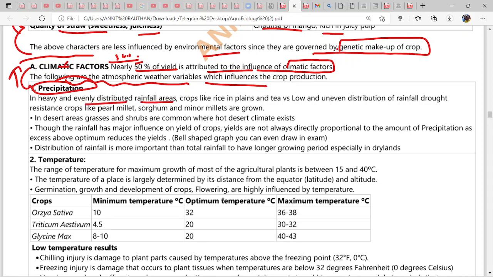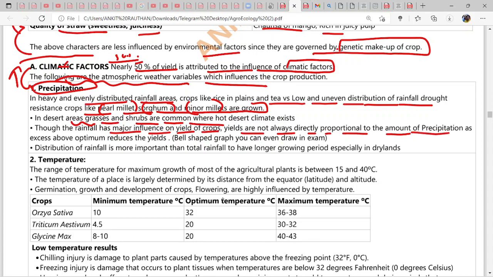In highly unevenly distributed rainfall areas, crops like rice are grown in plains, and where there is low and uneven distribution of rainfall, drought resistant crops like pearl millet and sorghum are grown. Where the distribution is uneven and low, we go for pearl millet, sorghum, minor millets. In desert areas we go for grasses, shrubs. Though rainfall has a major influence on the yield of crops, yields are not always directly proportional to the amount of precipitation. Distribution of rainfall is more important than total rainfall, especially in drylands.